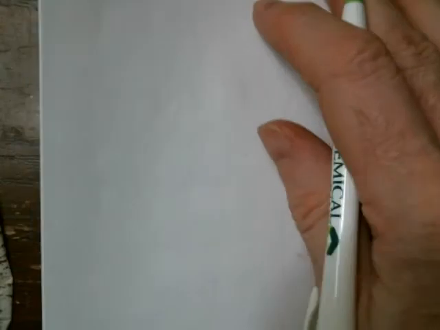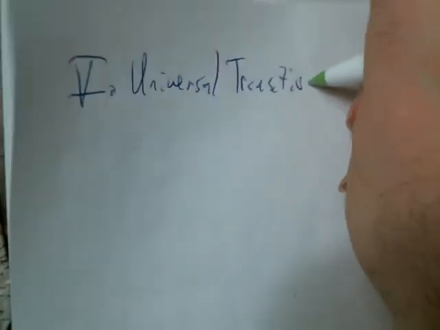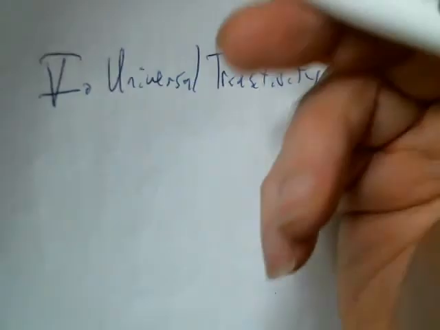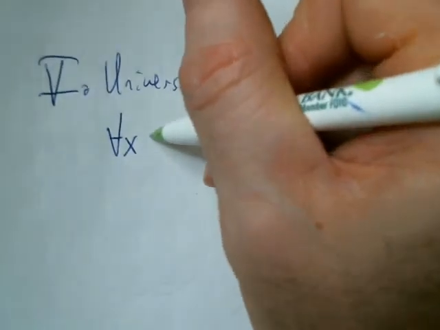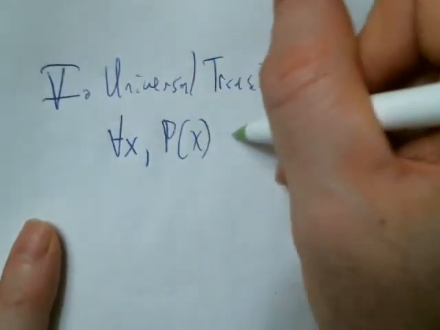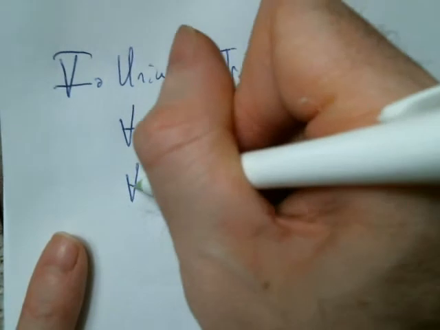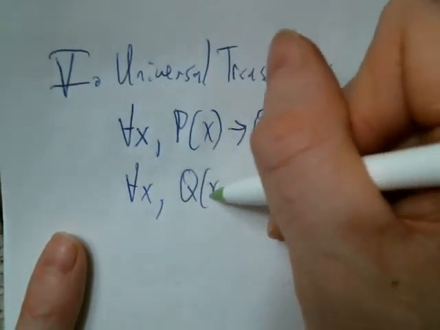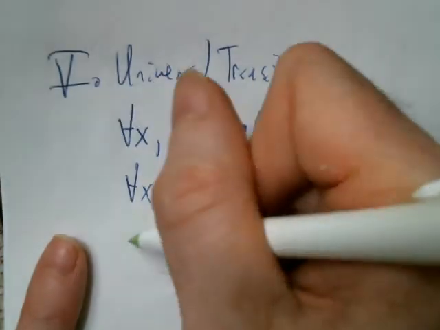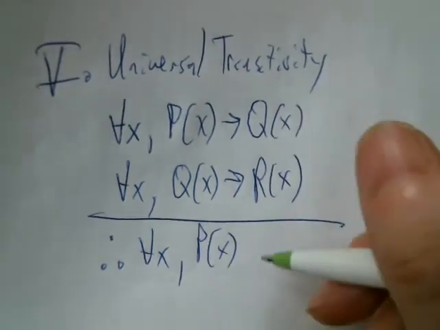The last sort of argument here is the universal transitivity argument. Basically, if you have some universal statements, for example, P of x implies Q of x for all x, and then you have for all x, Q of x implies R of x, then you can conclude for all x, P of x implies R of x.